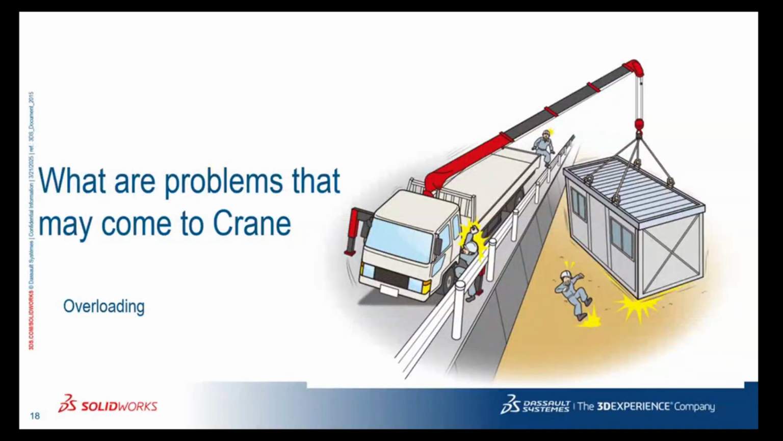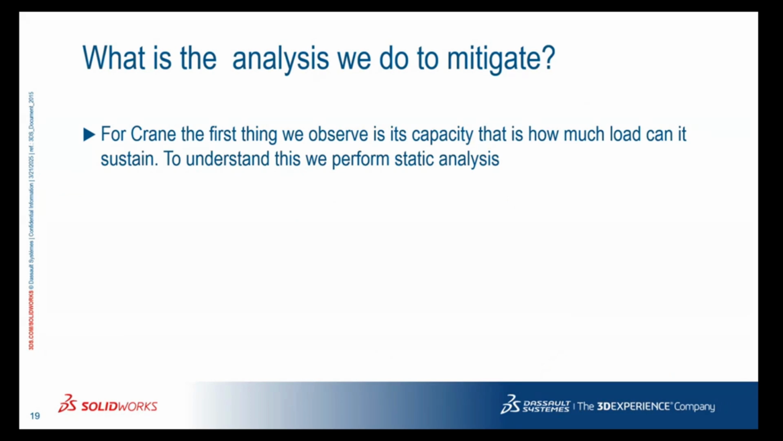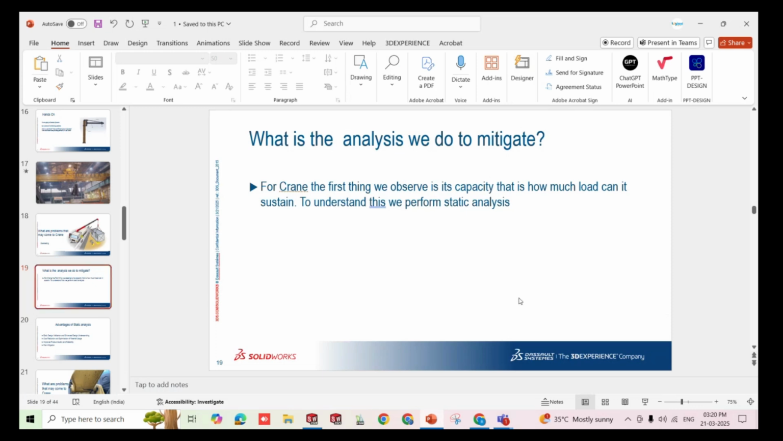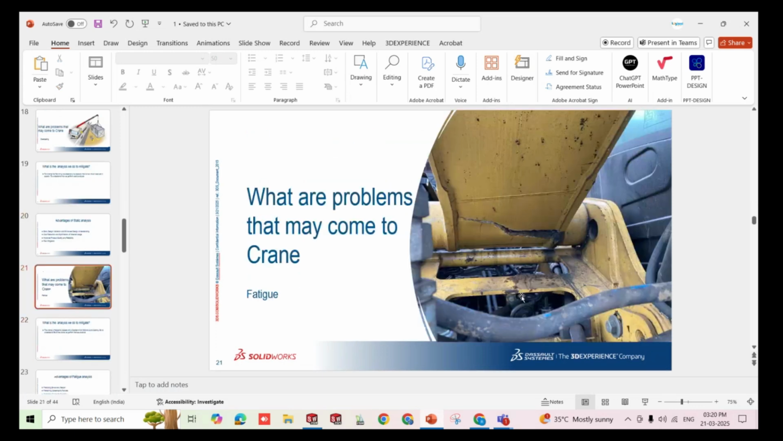So, coming to our analysis, what are the different problems that may come in a crane? First thing we have observed is overloading, right? So what analysis do we do to mitigate it? We do a static analysis. So what is static analysis? Let's go.